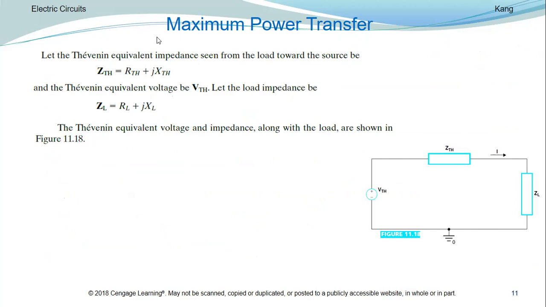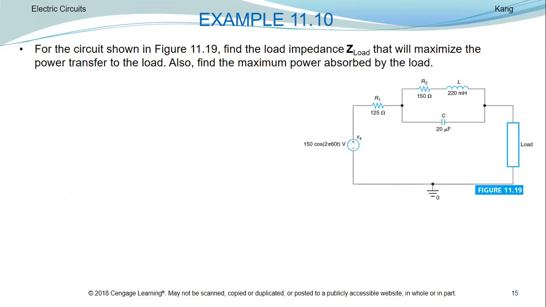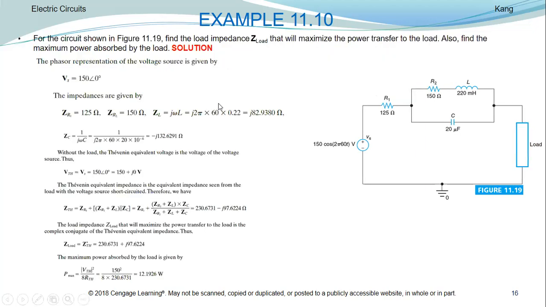Okay. Now the next is maximum power transfer. So for maximum power transfer, just go to the example. For the circuit below, this is 11.16. Find the load impedance Z load. So where is the Z load? Z load is this one. This is the Z load of this system. Okay. So we have to find the maximum power absorbed by the load.